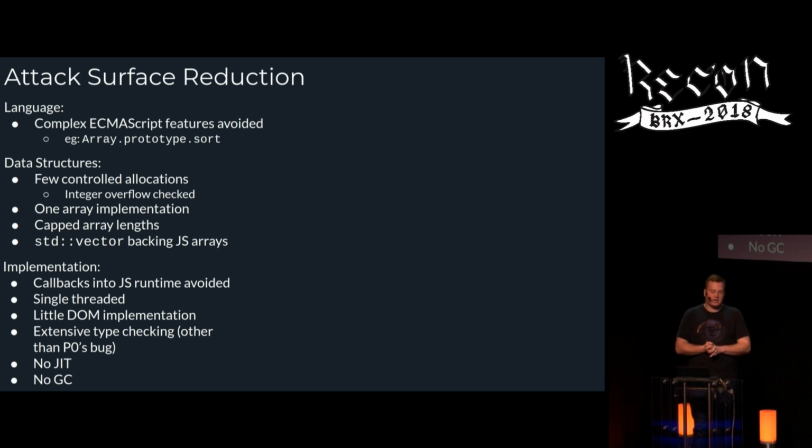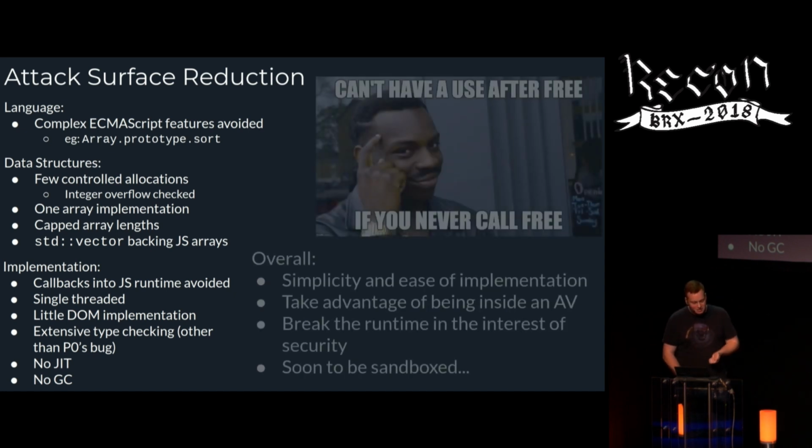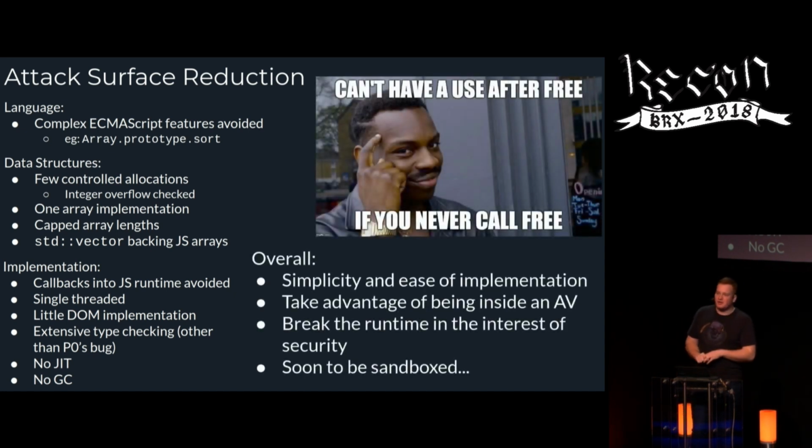And implementation-wise, generally callbacks in the JavaScript runtime are avoided, so there are not a lot of chances to have a callback and change the state. The single threading makes this engine a lot more secure. There are a lot of places where I found things that looked like vulnerabilities, looked like time-of-check, time-of-use issues, but there was never a chance to have another thread change the state. It's all just single threaded. As I said, extensive type checking. I show all the different type checking that they have, the class types, the value types, and so forth. No jitting, and then the biggest one, no garbage collection. Again, you can't ever use after free if you never call free.